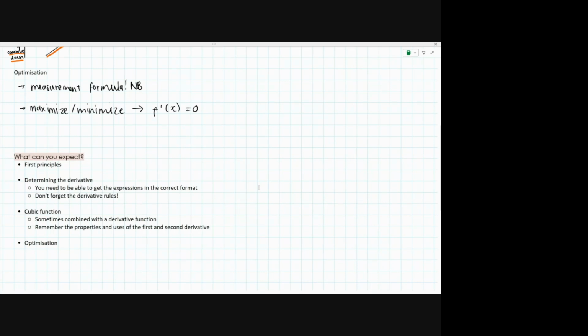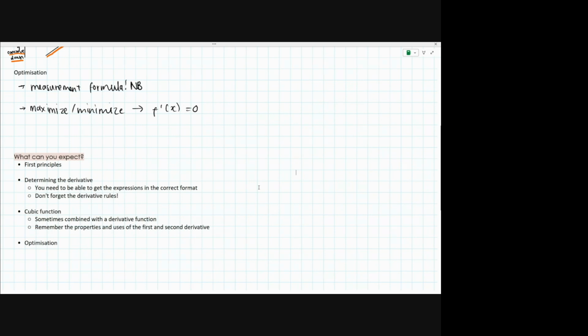You're going to be asked something on a cubic function. Sometimes it's relatively straightforward questions like x-intercepts, stationary points, point of inflection, and then potentially to sketch your cubic function. Sometimes these cubic functions are combined with a derivative function, or you're asked something about the derivative function. And like I say, that has now been broken down for you. And remember what each derivative tells you.